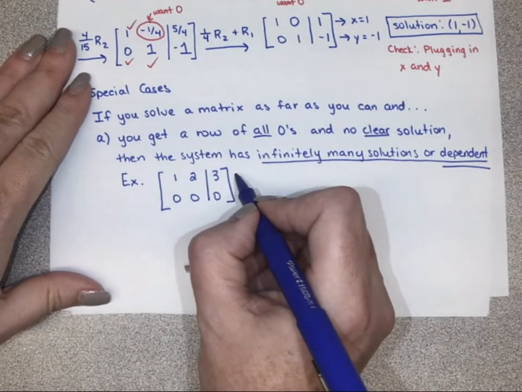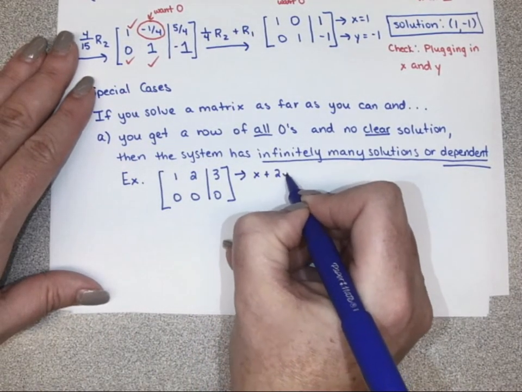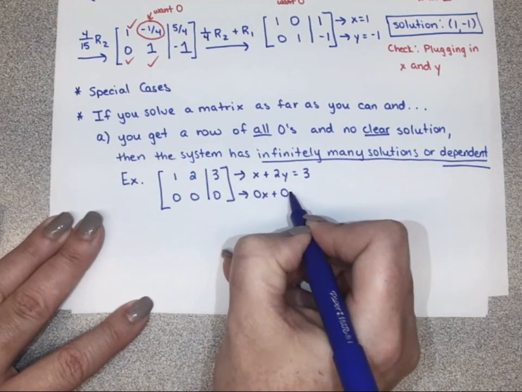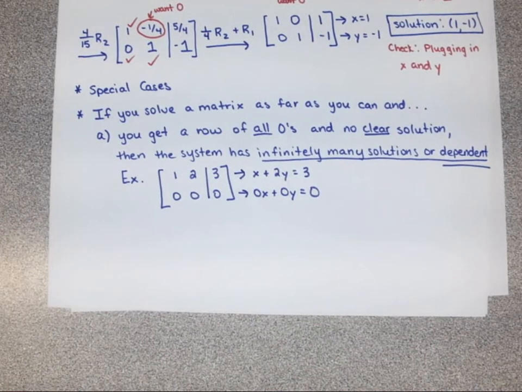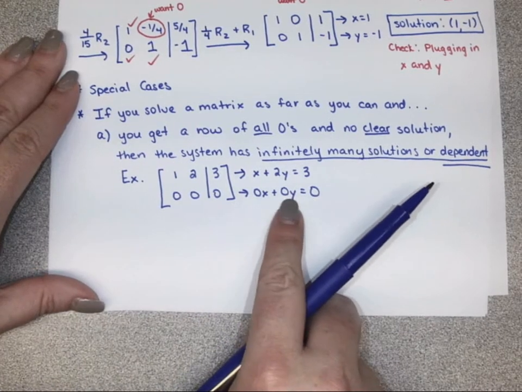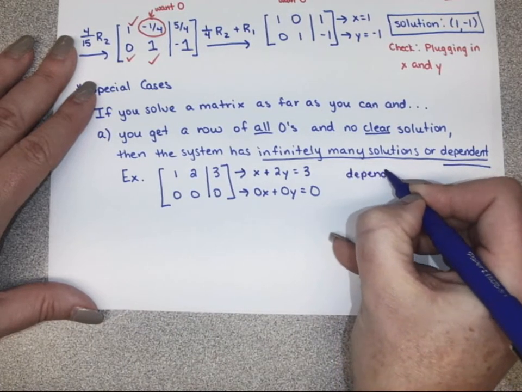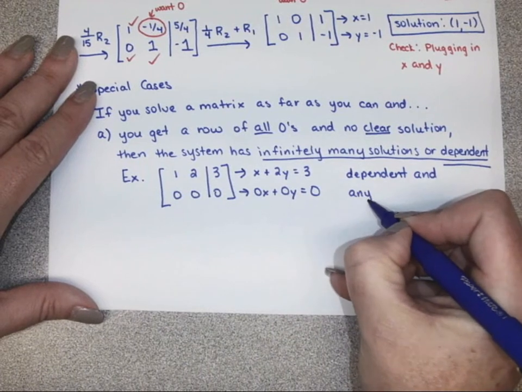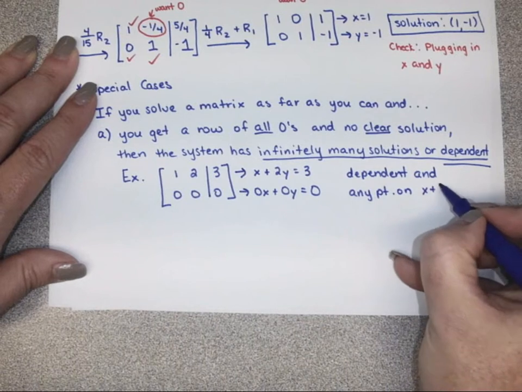Notice, this gives you two kind of sentences here. It tells you that x plus 2y is equal to 3. And it tells you that 0x plus 0y equals 0, which is already kind of a duh thing, right? 0 times something plus 0 times something else would always be 0, right? So in other words, this second row doesn't really give you any more information. So this would be a dependent system. And furthermore, it would be any point on the line x plus 2y equals 3.